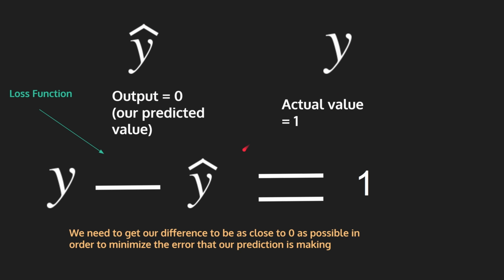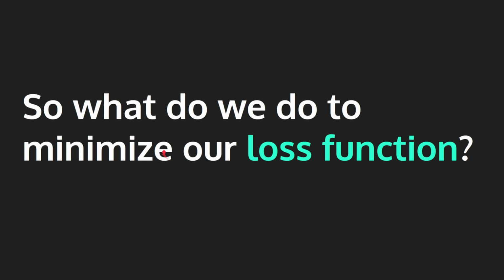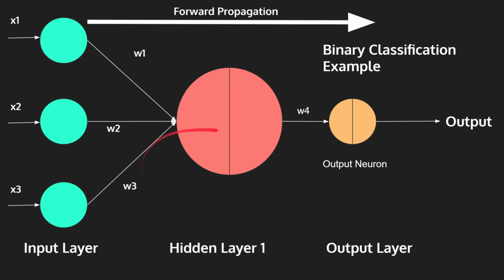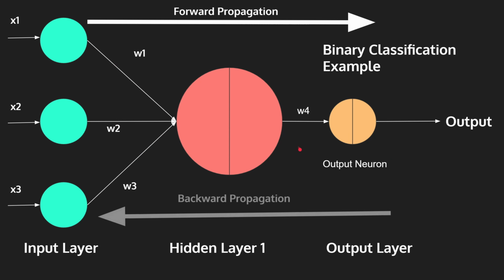Okay? And this thing here is called the loss function, where we're taking the difference between the actual value minus the predicted value. And we're trying to minimize the loss function. So what do we do to minimize our loss function? Well, let's go back to our example here in the forward propagation. We actually perform a process called backward propagation, where we update our weights, right? We try to update our weights so that we get a better output.